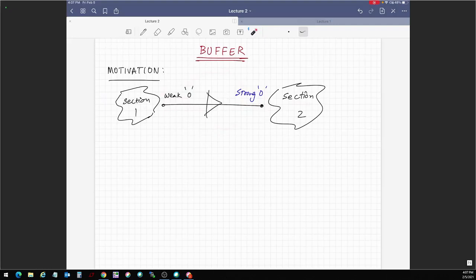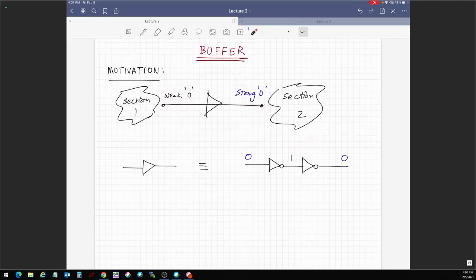Now, how do you make one? Well, a buffer, whose symbol is just a triangle, is equivalent to one NOT gate followed by another NOT gate. That's it. One NOT gate after the other. So if a 0 goes in, a 1 comes out here and a 0 goes there, right? So it doesn't change the logic. However, when it's doing this 0 to 1, it is regenerating that bit.